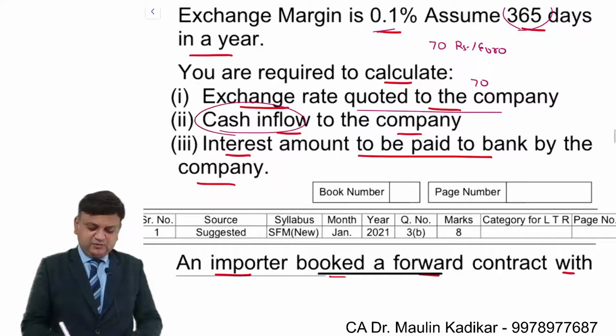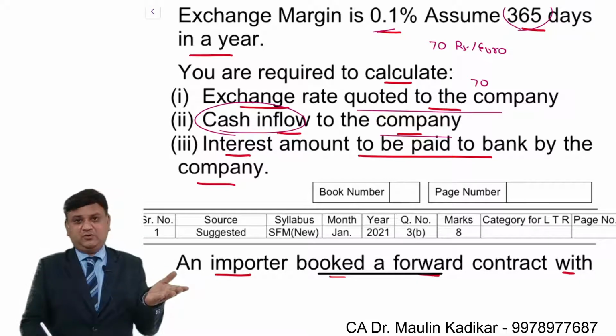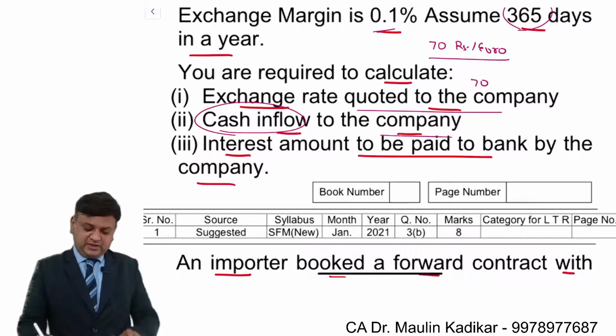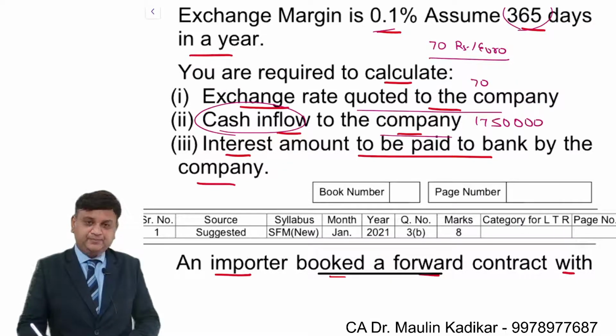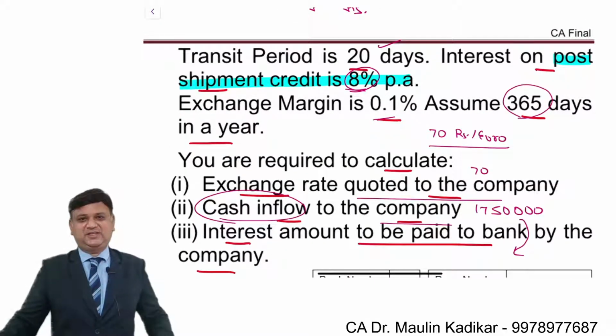Second is the cash inflow to the company. So whatever this forward exchange rate that we have calculated, listen to me carefully, whatever this forward exchange rate that we have calculated into 25,000 is the amount which will be given by the bank to the company. And on this amount, the bank will charge interest for a time period of 80 days. This is what we understand.